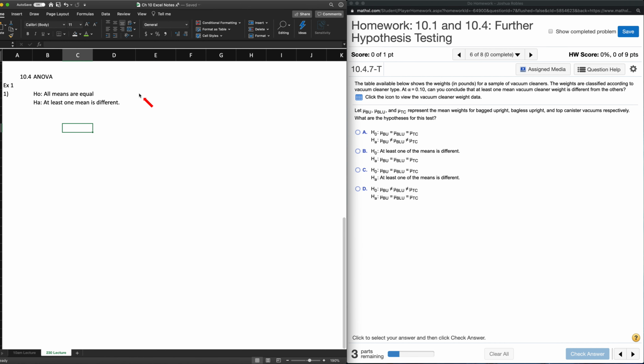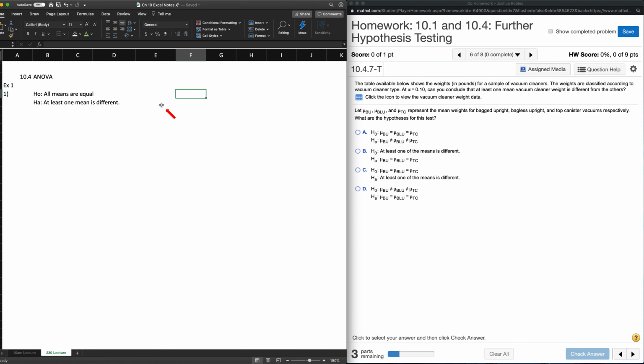But if we had 3, 4, 5, 10 means we wanted to compare to each other, we can't quite do that with the previous chapters we've done where we were able to compare two means to each other. So this is an extension of that. In the background though, this works quite differently. This has a different distribution to calculate its p-value.